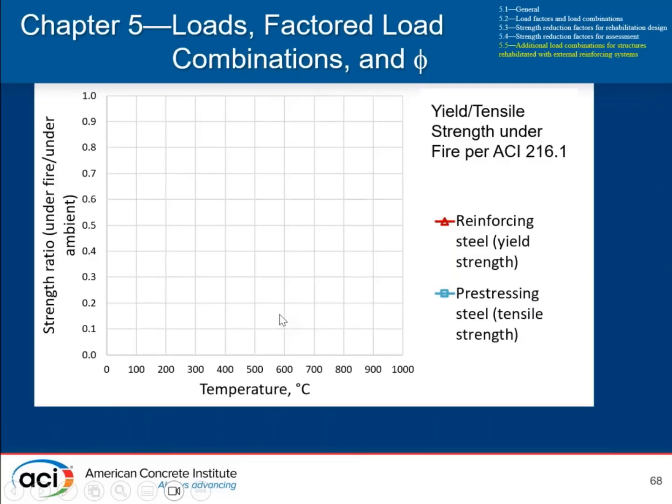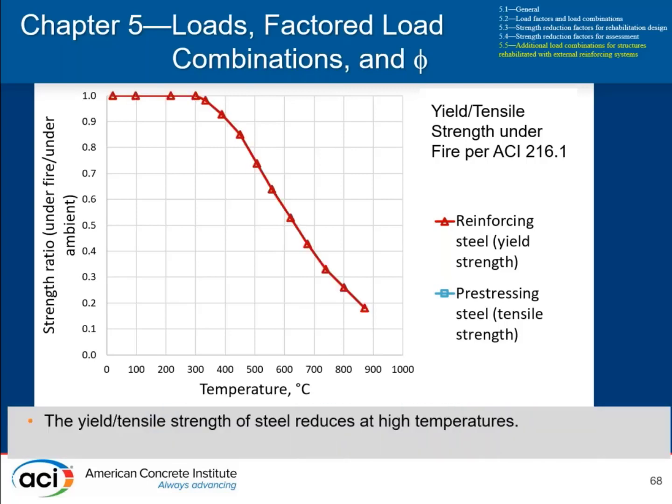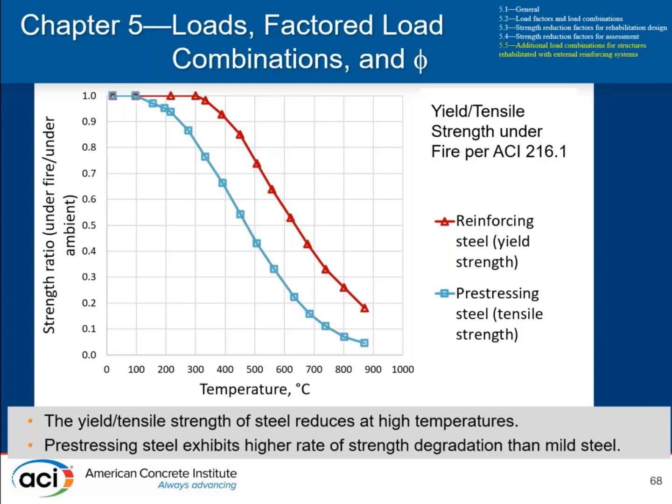So here we're going to have another figure from 216.1, which is showing the reduction of the reinforcing and pre-stressing steel strengths with temperature. As the temperature increases, for temperatures greater than 300 degrees Celsius, the yield and tensile strength of the steel reduces markedly for reinforcing steels, and it reduces at an even higher rate of strength degradation for pre-stressing steels.